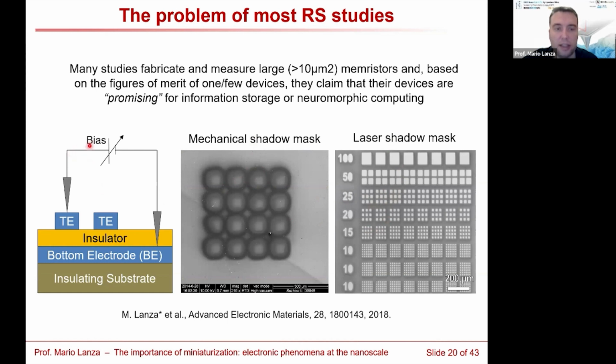Then they have to apply electrical stress. So many people just scratch with the probe station tip on the surface of the insulator, which is not good. What we should do is lithography and then do like this.